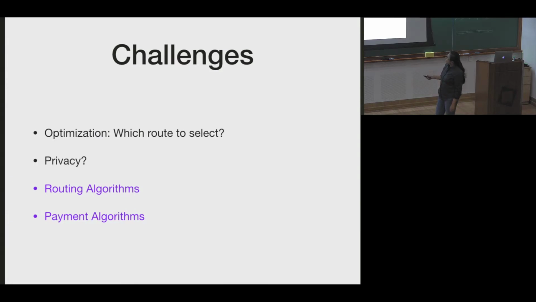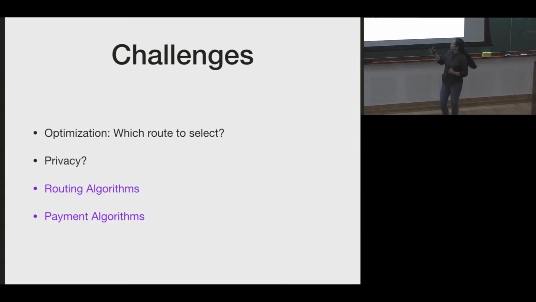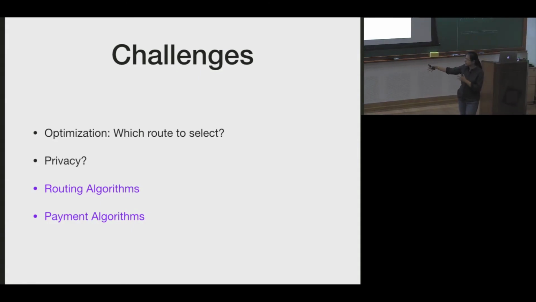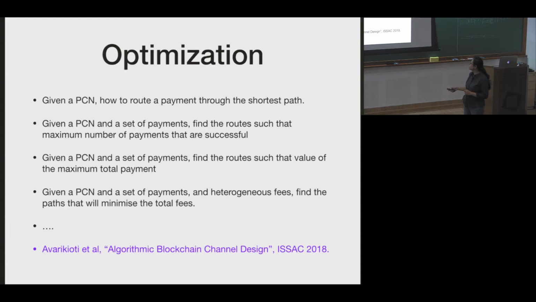So the literature as it stands now has different classes of problems. There are people who are looking into the routing algorithms for these type of networks, and there is a group of researchers who are looking into the payment algorithms, which actually guarantee that the payment will be successful and that privacy is preserved.